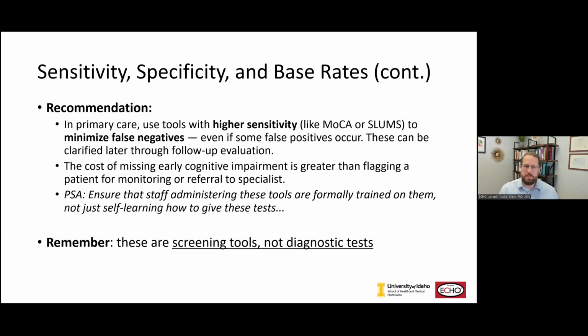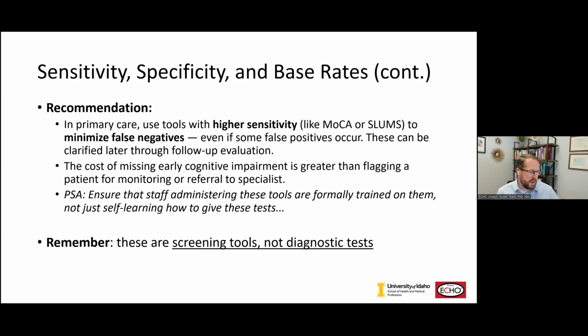So in a PCP practice, what I'd recommend is to use tools with high sensitivity, like the MoCA or the SLUMS, to minimize false negatives, but recognize you're going to have a higher percentage of false positives. We have to remember these are screening tools. These are not diagnostic tests, and they were never intended to be used diagnostically, even though many providers do. That's not how they're intended to be used. It's a screening test to determine, do we need further workup or not? And at the early stage, I would argue we should cast a really wide net. We want to capture as many people who might have a problem as possible so we can get them onto further workup rather than missing people who have a legitimate concern.